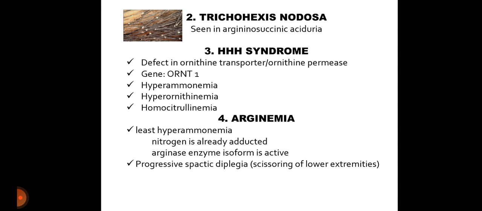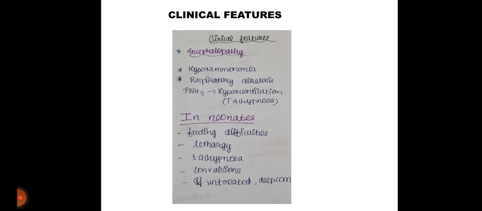That is a cause for hyperornithemia. Homocystinuria is all because of this carbamyl phosphate combining with lysine to form homocitrullinuria. That is called triple H syndrome. Coming on to arginemia, it is the least hyperammonemic. Why? Because the nitrogen is already ejected. Arginase enzyme has isoforms, and it is linked to progressive spastic diplegia, that is the stiffness of the lower extremities.